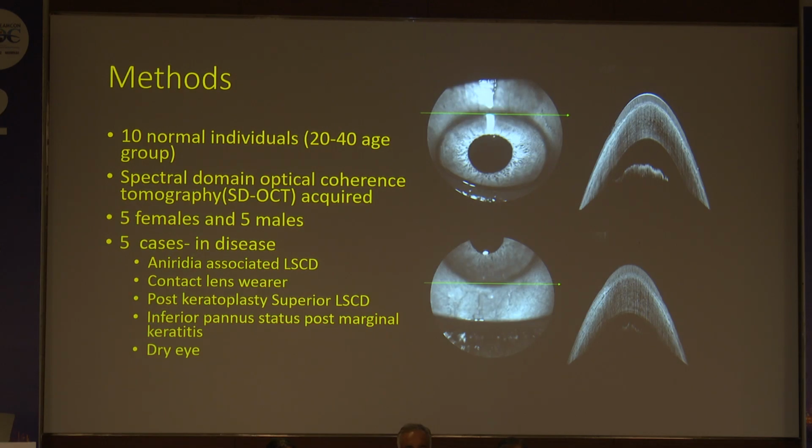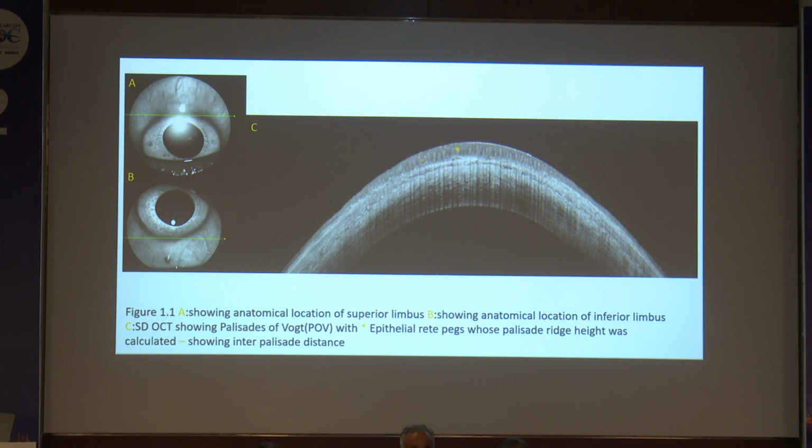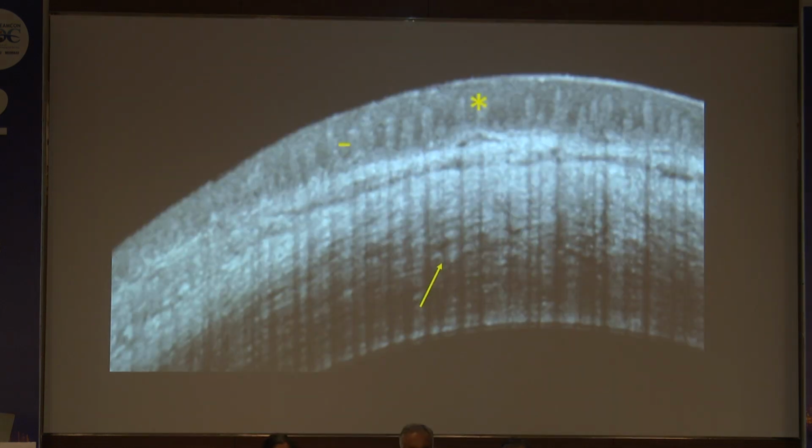What I have done was, I have imaged the superior and inferior corneoscleral limbus with spectral domain OCT. 5 normal subjects, 5 females and 5 males, were taken, and the anatomy of palisades of Vogt was imaged. So this is a normal image of palisades of Vogt. What you can see, which is shown by the star, are the palisades of Vogt, and the horizontal line depicts the interpalisade distance, which was measured, and the mean value was taken. The palisades of Vogt, because of the presence of melanin pigment, cause shadowing, which is seen by the arrow.